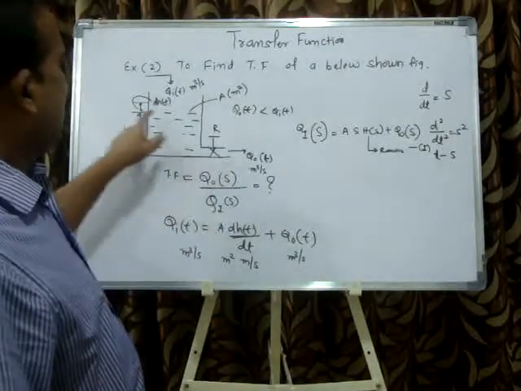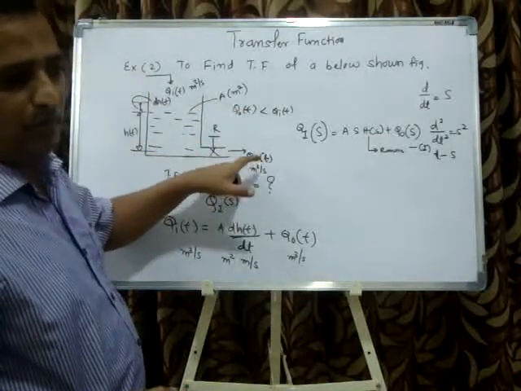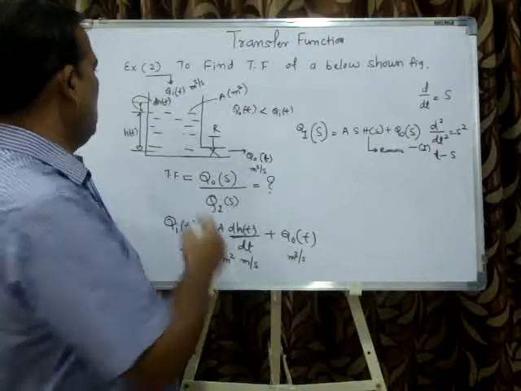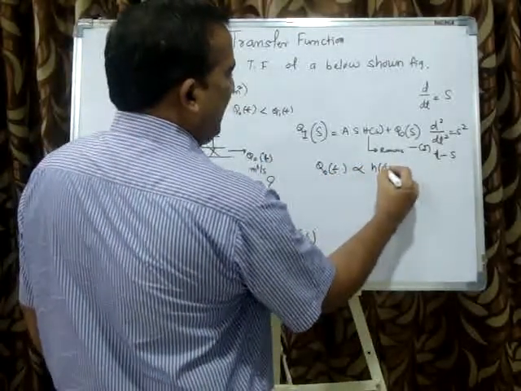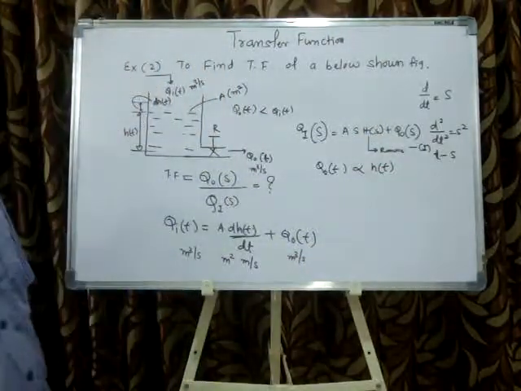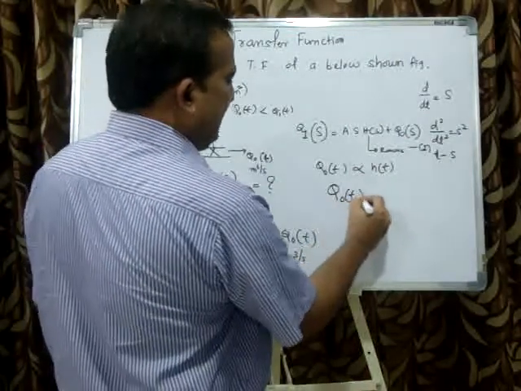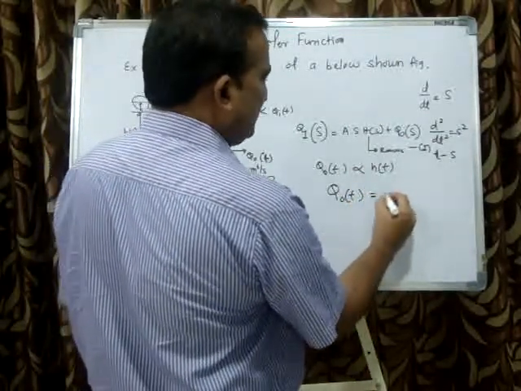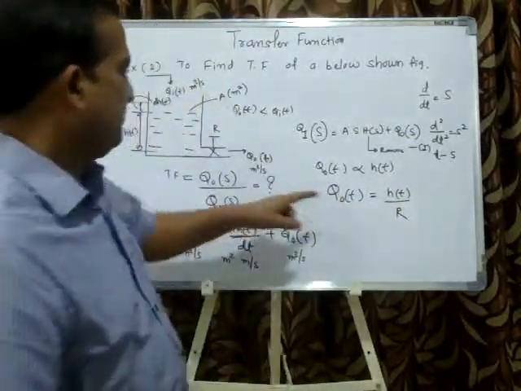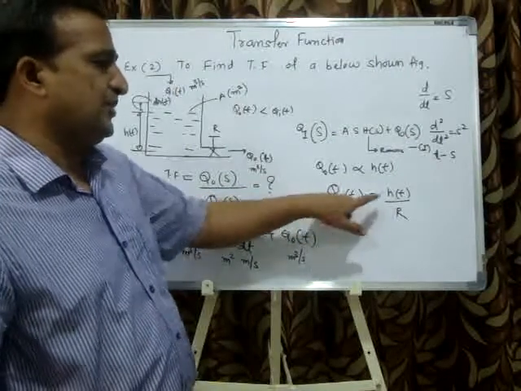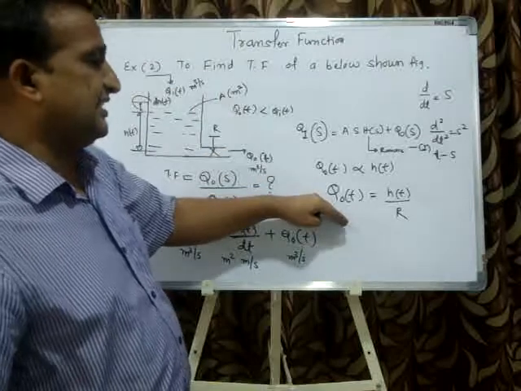the outlet discharge is directly proportional to the head. If head is more, velocity of the liquid will be more and discharge will be more. Q is equal to AV. So now Q0 of T is directly proportional to head of liquid in the tank, or height of liquid in the tank, and inversely proportional to resistance, so Q0 of T equals H of T divided by R. If the resistance increases, discharge decreases. If the height in the tank increases, discharge increases.